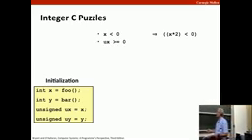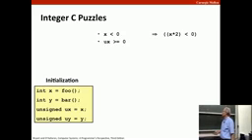Again, assume that x is any negative number, or any 2's complement number, and ux is what happens if I cast it to be unsigned. So is ux always greater than or equal to 0? Yeah.